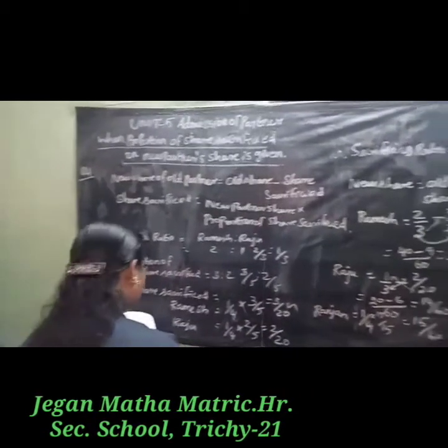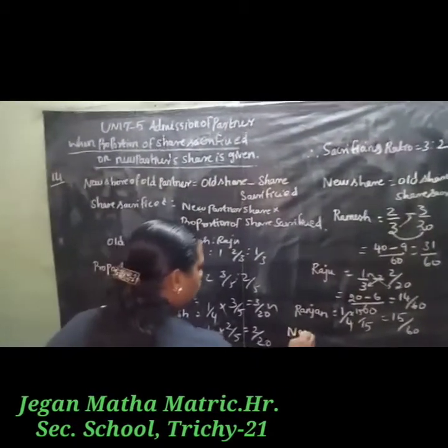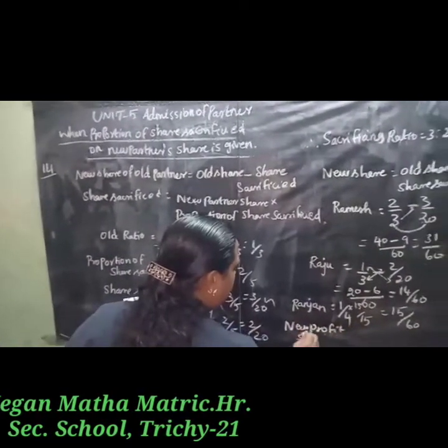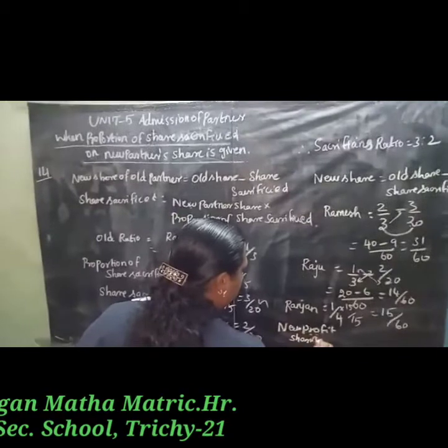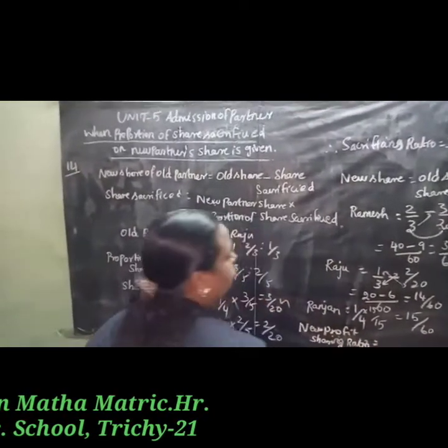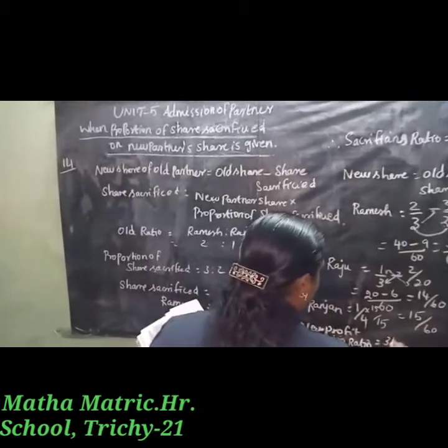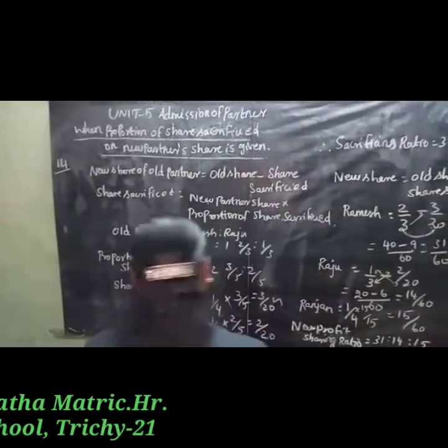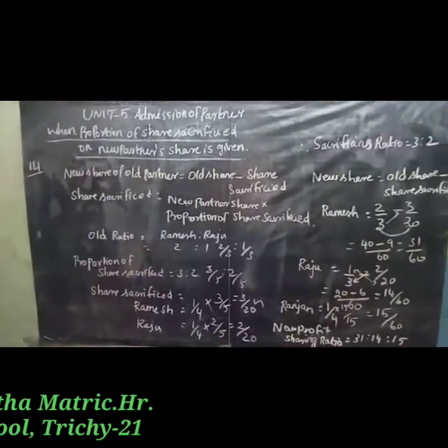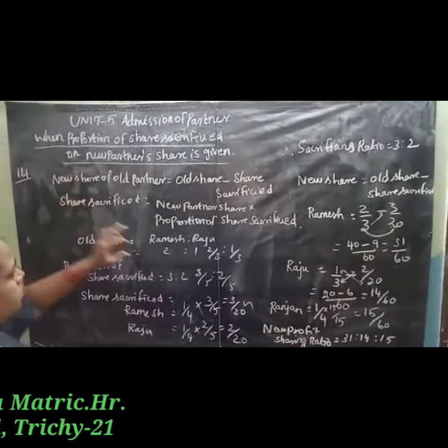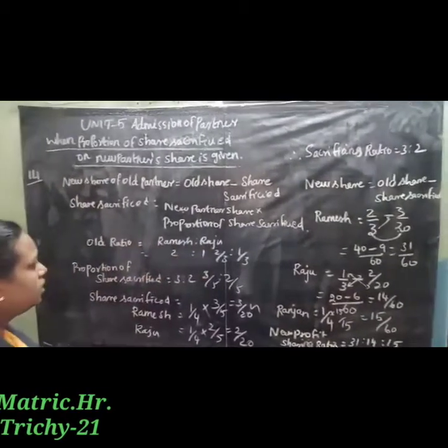Therefore the new profit sharing ratio equals 31:14:15. Okay, so understand. Once again, the old partners are Ramesh and Raju, and the new partner is Ranjan.